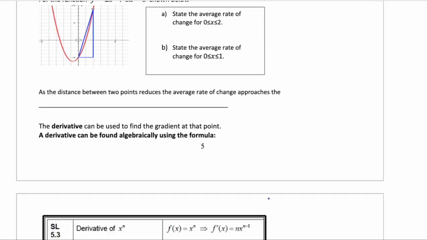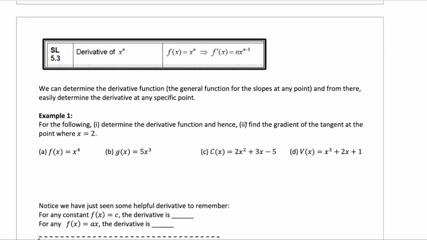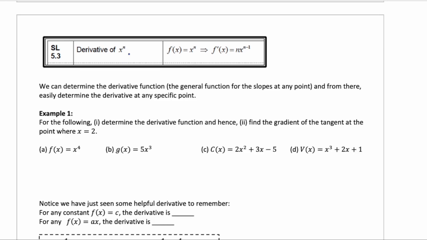Okay, so let's look at the next page here, and to find the derivative of ax to the power of n, and n could be positive, negative, could even be a fraction, we always do this little rule right here. This is a rule for getting the derivative of some regular polynomial functions. So notice the n comes down in front of the coefficient, and you reduce the exponent by 1. So that's the basic rule.